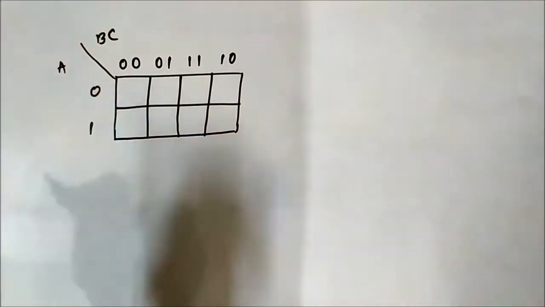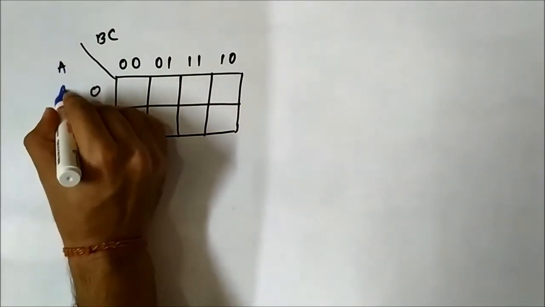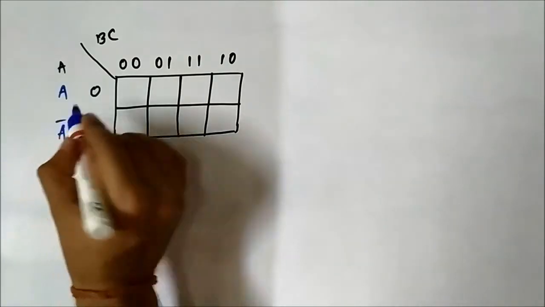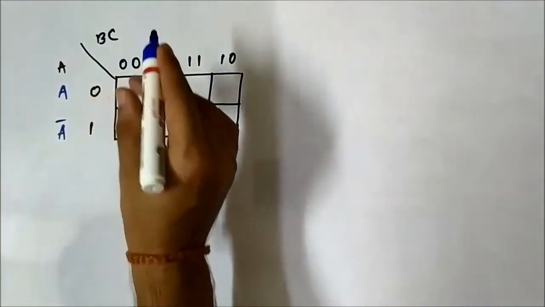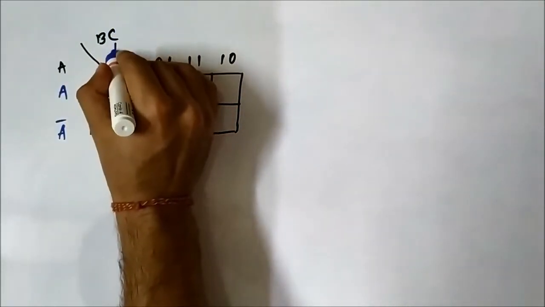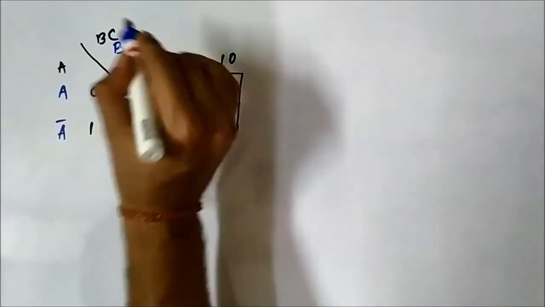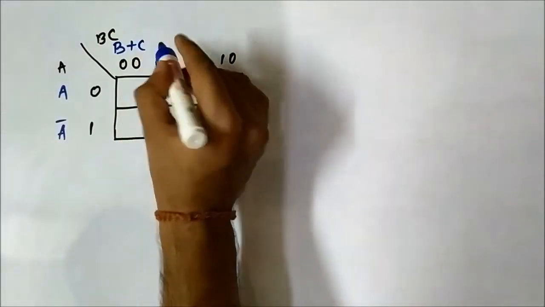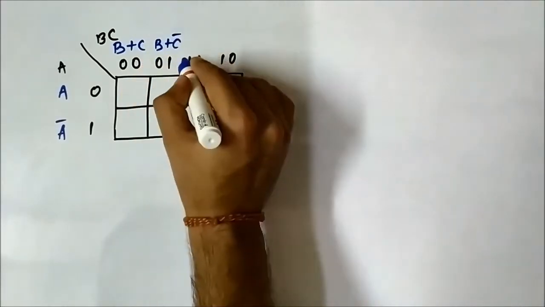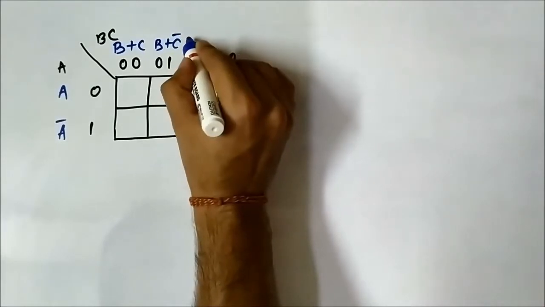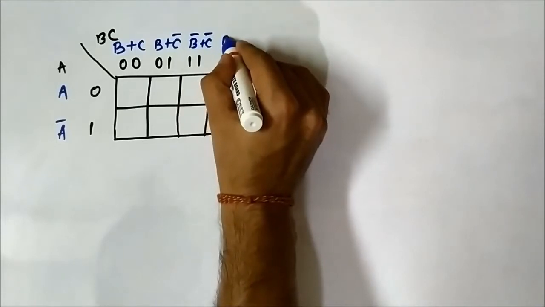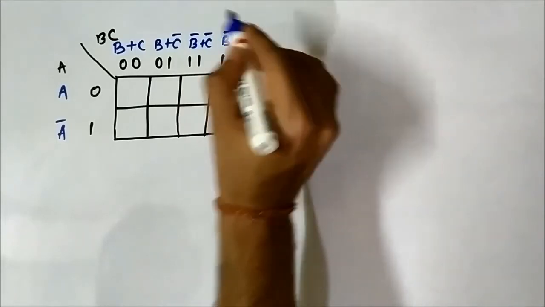Here 0 means it is an uncomplemented variable, no bar sign, and 1 means complemented, a bar. Similarly here, 0 0 means uncomplemented variables with an OR sign, B or C. Here 0 1 it is B or C bar. 1 1 means B bar or C bar, and this is B bar or C.